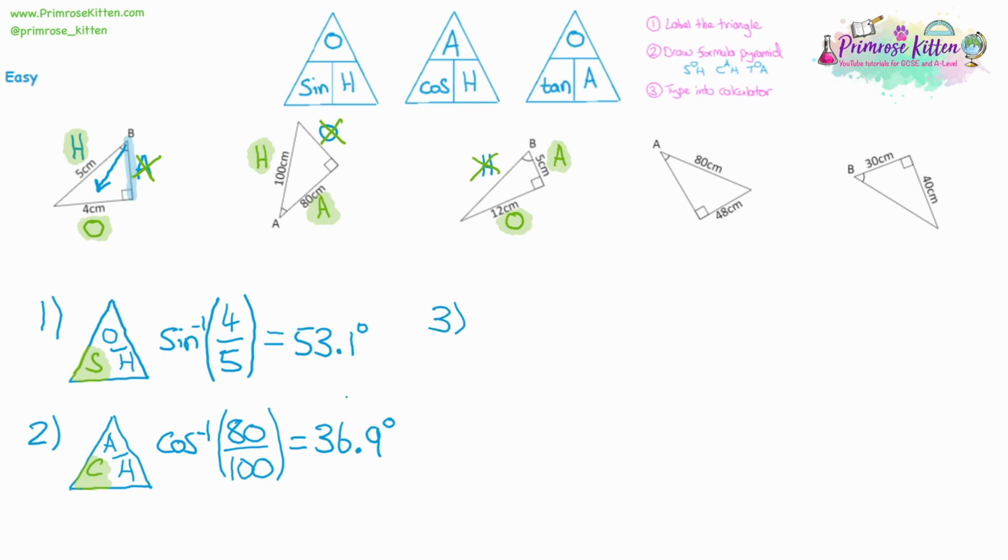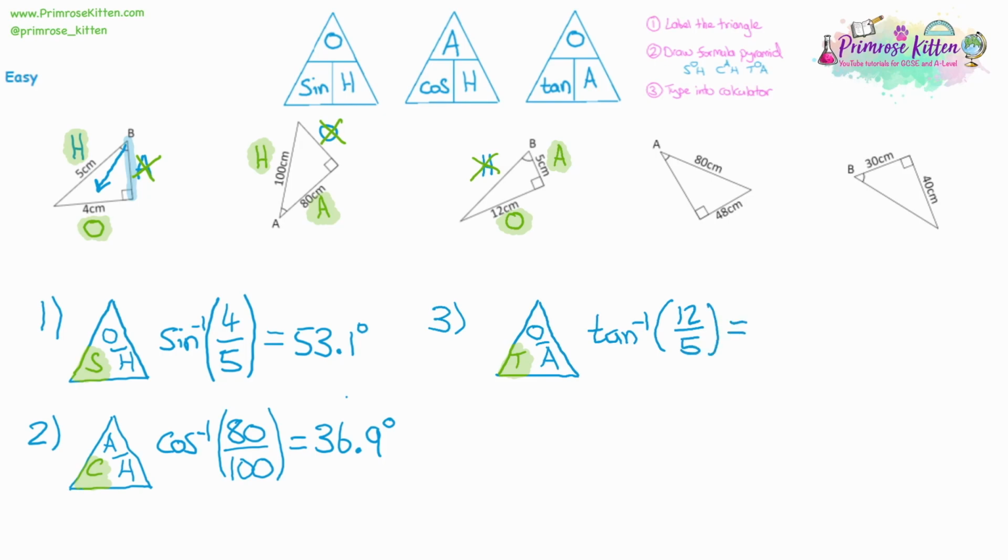Step 2, we're going to draw the formula pyramid. Now we have A and O in our question. They only appear together in the tan pyramid, so let's write that down. T, O, A. And like all these questions, we are looking for the angle, so we're going to cover up the trigonometry word. That leaves us with O divided by A in our pyramid. So again, when we press tan, it's going to be tan to the power of -1. And in the brackets, we're doing the opposite, 12 divided by the adjacent, 5.